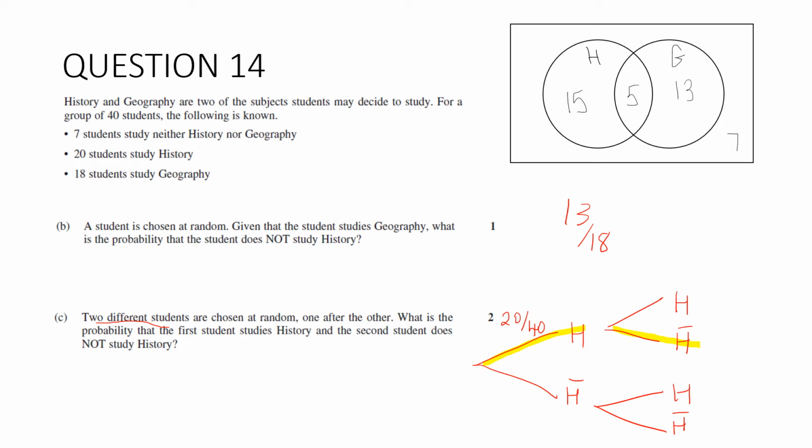Now, after we've chosen that history student, we've only got 19 history students left, so this one here would be 19 out of 39. But how many non-history students do we have left? We've got 13 and 7, so this would be 20 out of 39. When we go across the tree, we multiply. So we're going to go 20 on 40 multiplied by 20 on 39. Leave you to work that out.